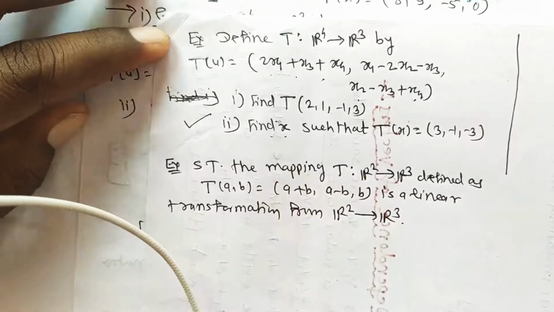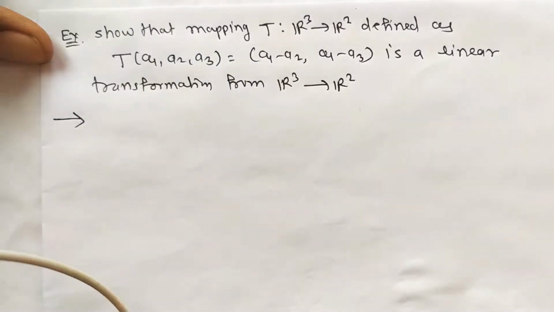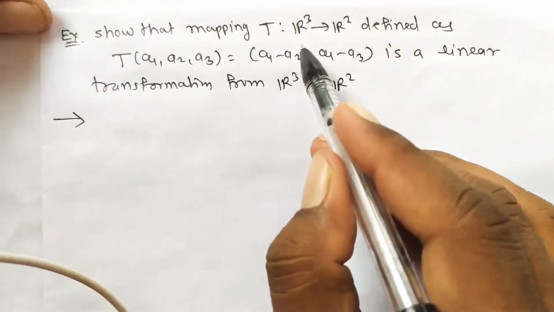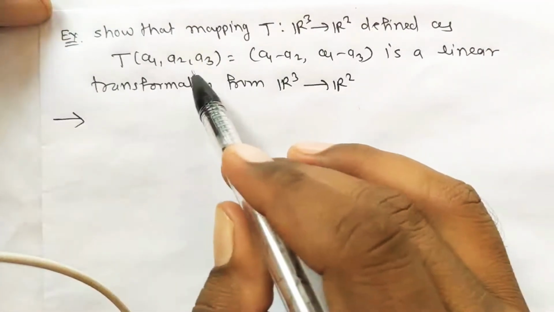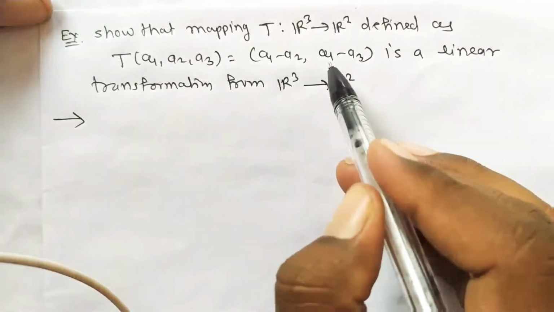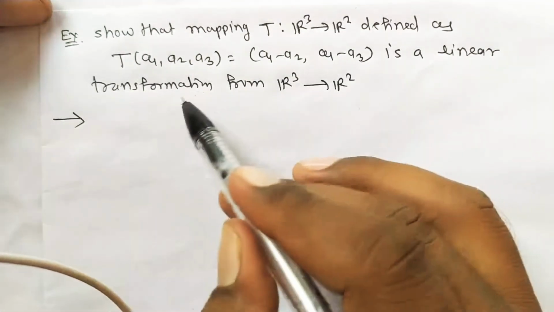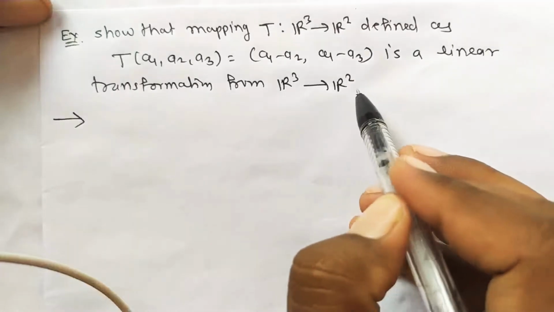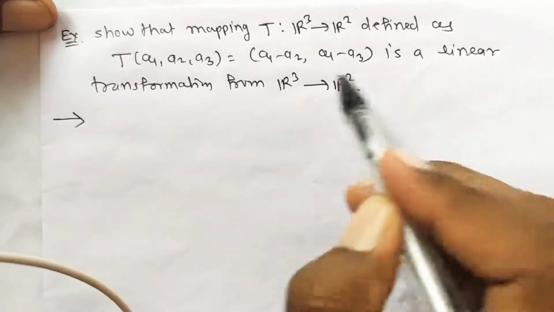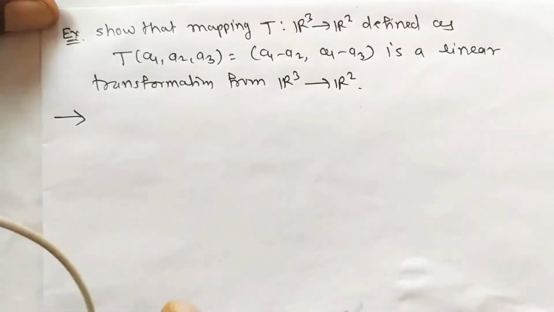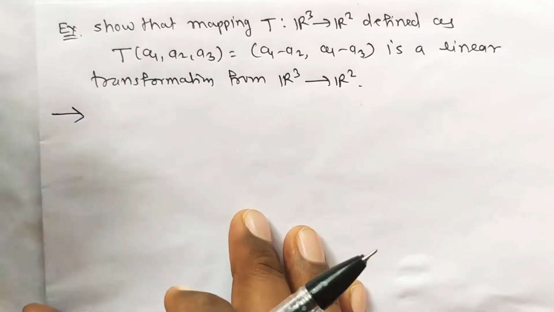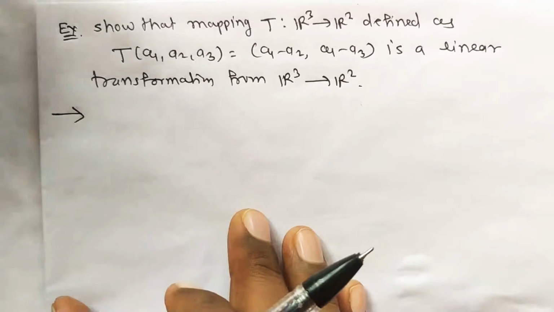Okay. Then next problem is show that the mapping t from R3 to R2 defined as t of a1 a2 a3 is equal to a1 minus a2, a1 minus a3 is a linear transformation from R3 to R2, or maybe is a linear mapping from R3 to R2. Both are same. So you have to check this t is a linear mapping from R3 to R2 or not.